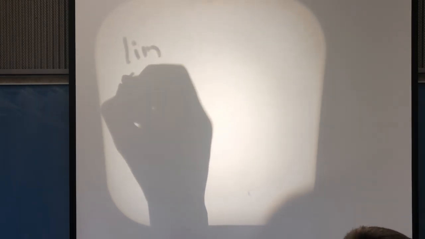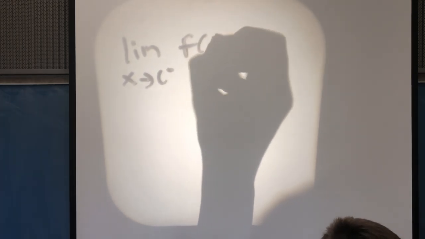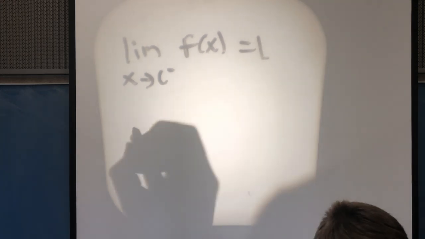And similarly, we have the left-hand limit, which is that x approaches c from values less than c. So since c is 0, every value to the left of c is negative, so our c value will be greater and our x's are less. We denote this as the limit as x approaches c negative of our function equals L.